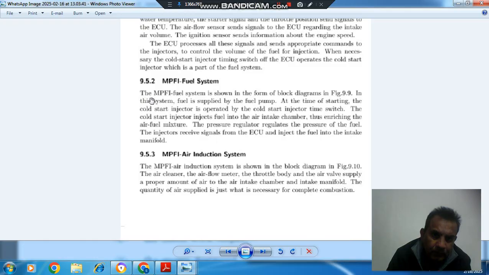The MPFI system is shown in the form of a block diagram in figure 9.9. In the system, the fuel is supplied by the fuel pump. At the time of starting, the cold start injector is operated by the cold start injector time switch. The cold start injector injects fuel into the air intake chamber, thus enriching the air fuel mixture. The pressure regulator regulates the pressure of the fuel. Injectors receive signal from the ECU and inject fuel into intake manifold.